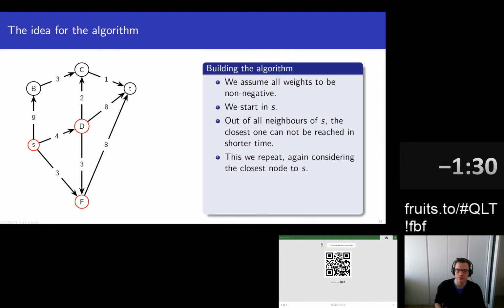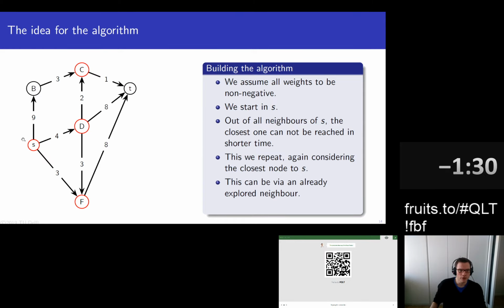Because now again, I look for the closest node reachable from S. And if we take a look at this little cloud, as we usually call it, of S and F, then I can reach B in 9, I can reach D in 4, and I can reach T in 3 plus 8 is 11, right? From my SF cloud. And so 4 is the smallest one, this is D, so again, there is no way that I can reach D in a shorter way than this.